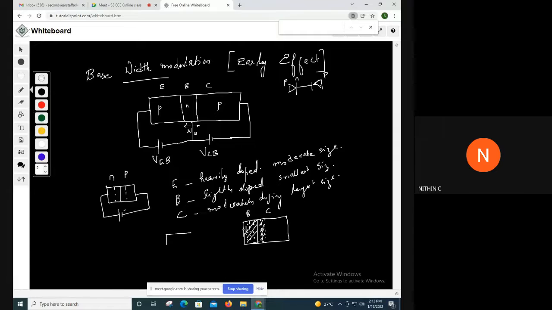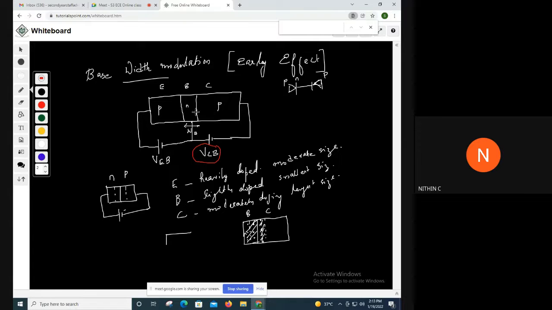Okay. So in this case also nothing different happens. The same thing is happening. In this case also, if we are increasing VCB, this is actually a reverse voltage. Negative is connected to P. So this is a reverse voltage. And when we increase the reverse voltage, what happens? The depletion region width will increase.